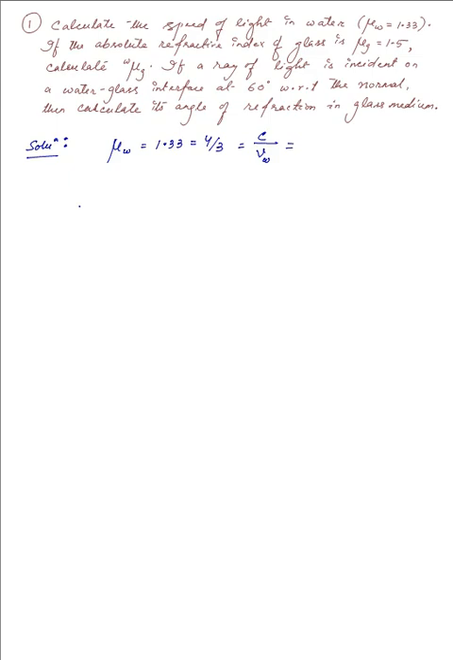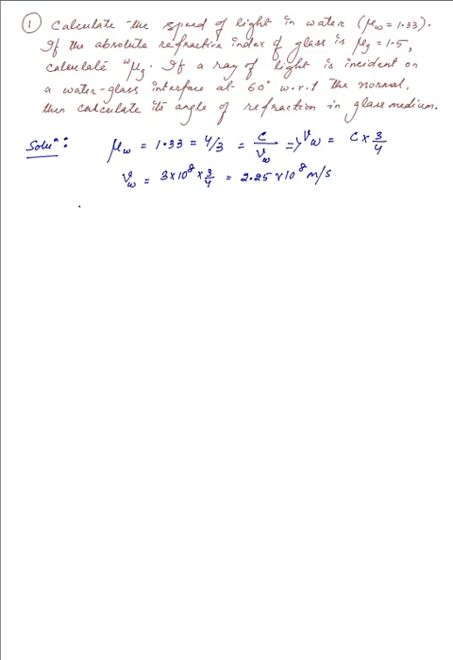So we have that to be equal to, we cross multiply, so we have c times 3 over 4, 75% of the speed of light in air. So that gives me VW, that is the speed of light in water, equal to 3 times 10 raised to the power 8 times 3 over 4, and that roughly comes out to be 9 over 4, that is 2.25 times 10 raised to the power 8 meters per second. So that's the first question answered that I have provided.